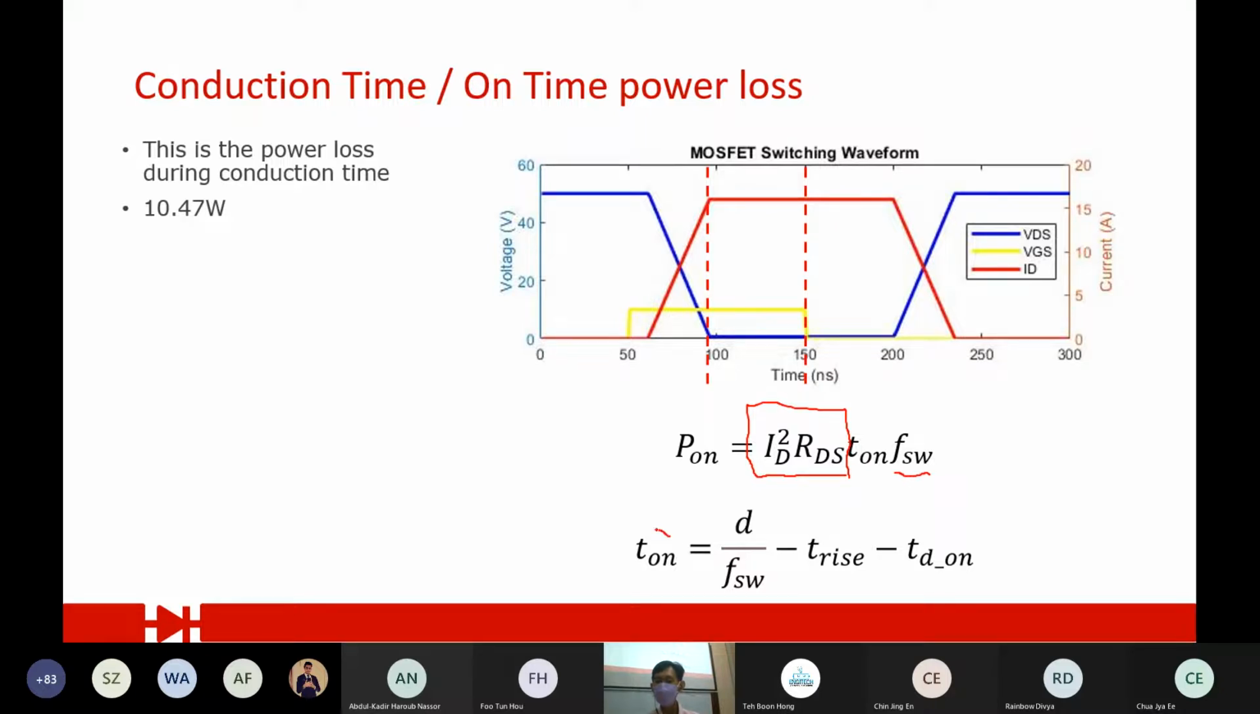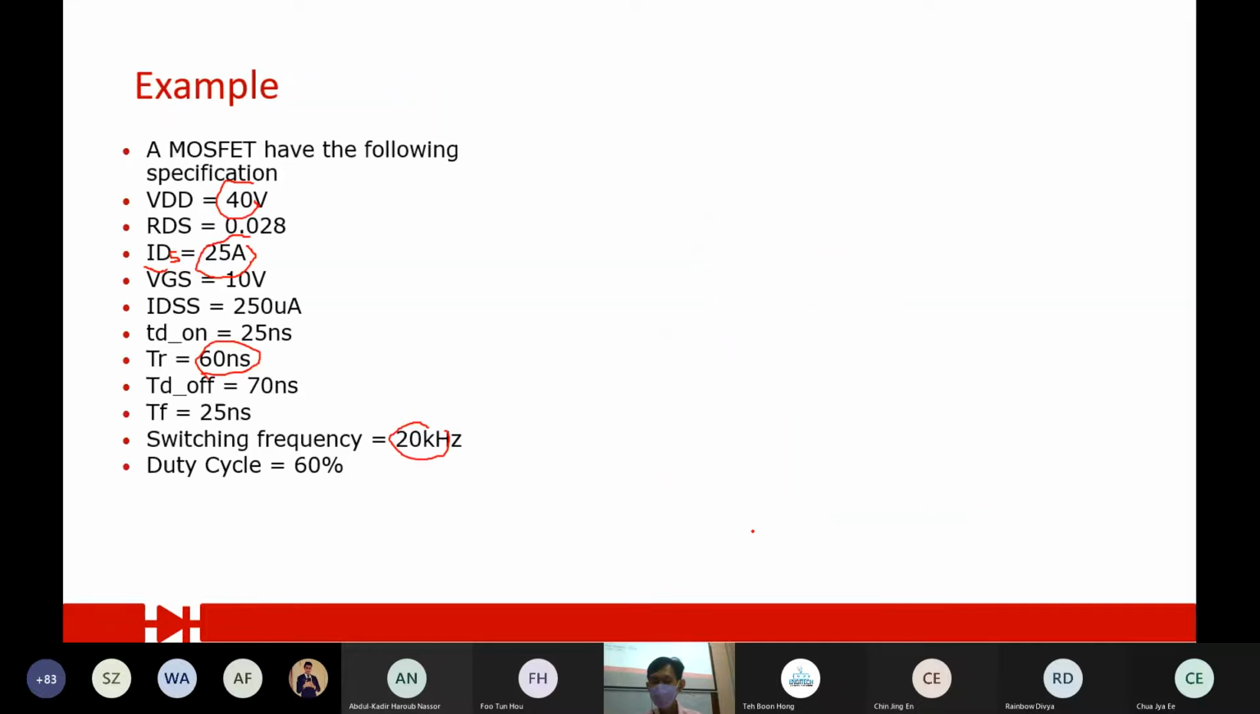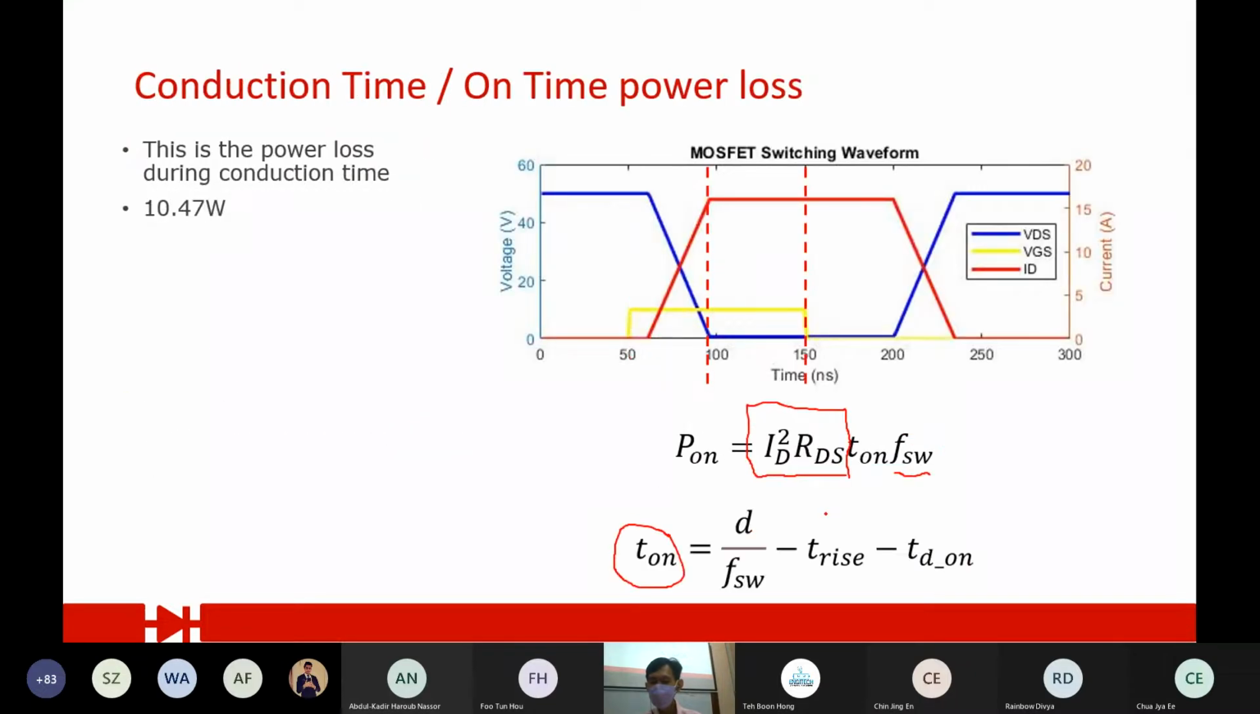Now, what is the turn on time? Remember, turn on time is the duty cycle, right? So this turn on time is the duty cycle D, 60%, divided by the frequency. And then you need to minus this rise time. We need to take account of this rise time and also minus the turn on delay time here. We need to remove this one.